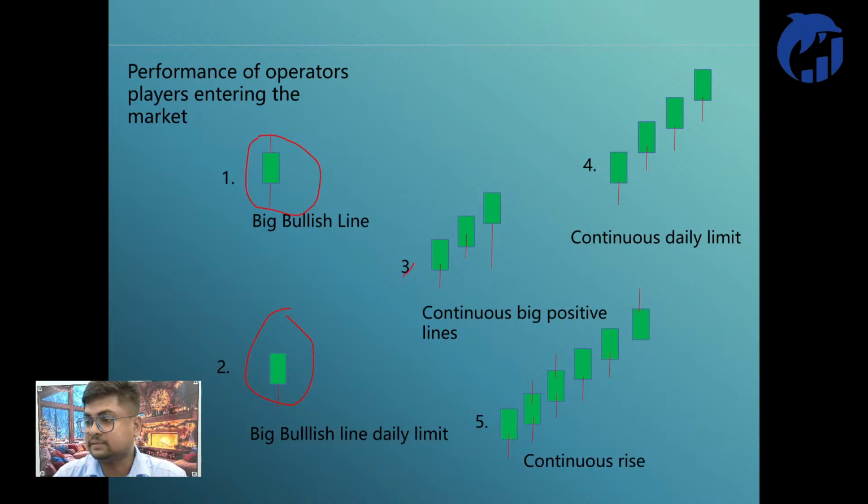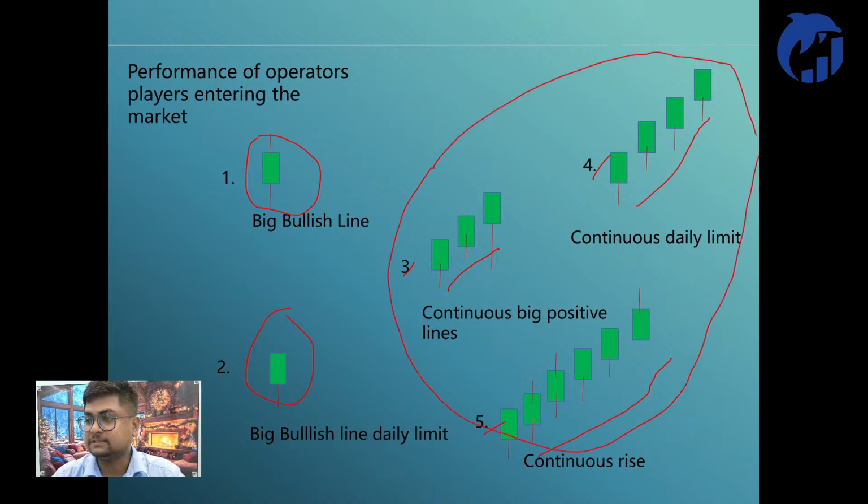And now look at points 3, 4 and 5. Here we can see point 3, continuous big positive lines, growing steadily. Next, we have continuous daily limits, going steadily. And fourth, we have continuous rise, which is going steadily. Just look at these three patterns. These three patterns show continuity in a stock. It is increasing in a continuous manner. And we also have their names: continuous daily limit, continuous big positive line, and continuous rise.